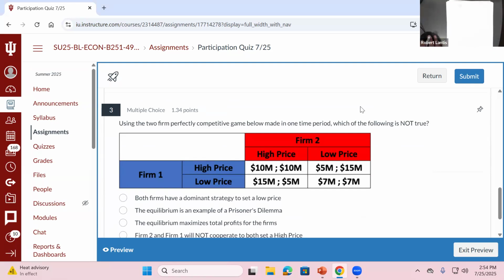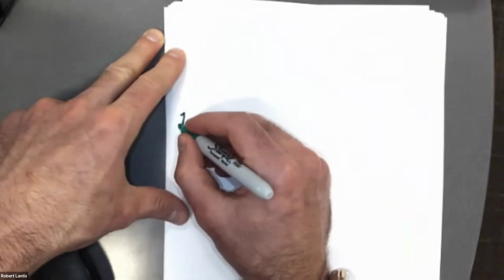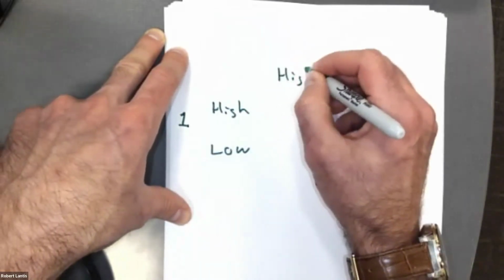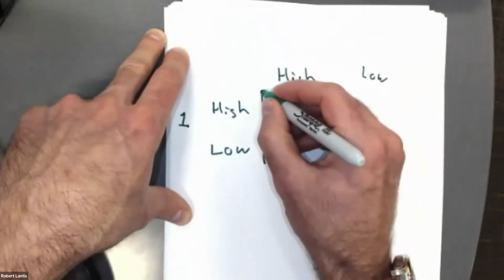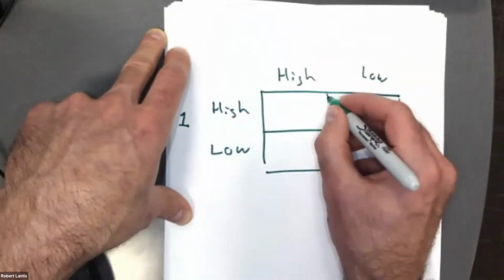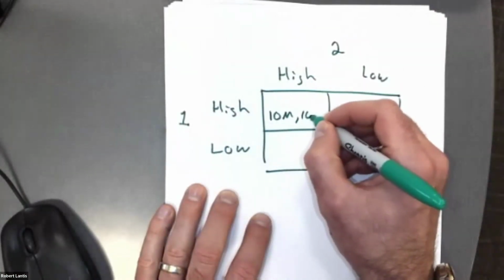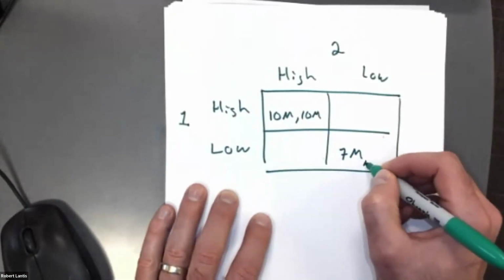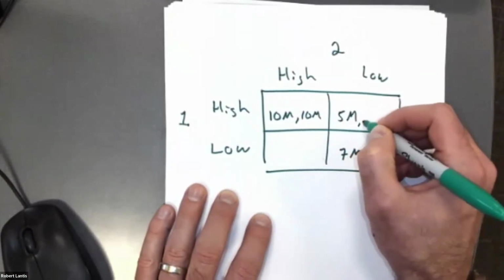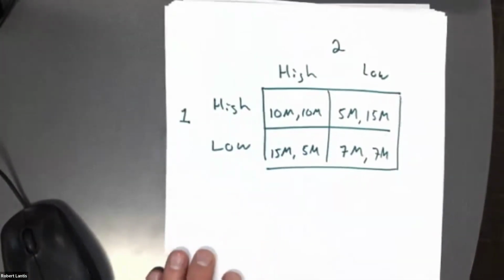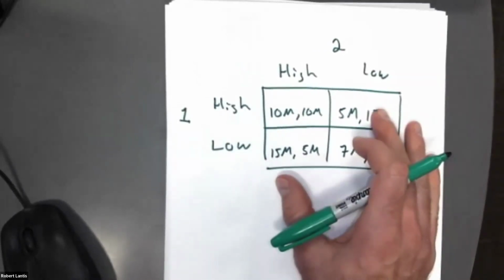When you think about which of the following is true or not true. So if I've got this example, we'll make it colorful. Why not? So we've got firm one. They can set a high price or low price. I did one like this earlier, but this one won't be as extreme, where profits were zero. So I've got firm two here, with 10 million, 10 million, 7 million, 7 million, 5 million, 15 million, 15, 5.